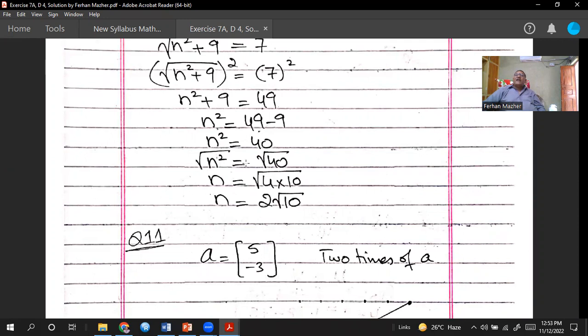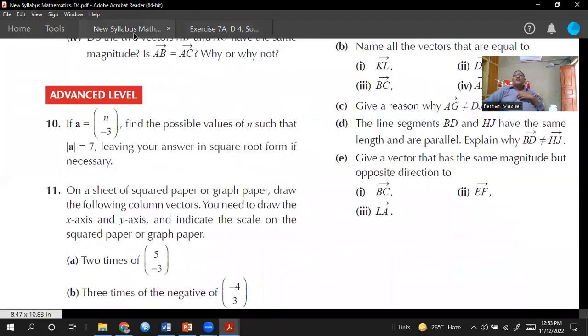So I take the square root on both sides, the square root of n squared and the square root of 40. So n will be equal to the square root of 4 times 10. So n will be equal to 2 under root 10. So that is how you do question number 10.